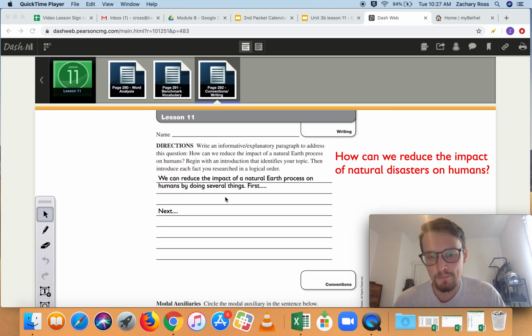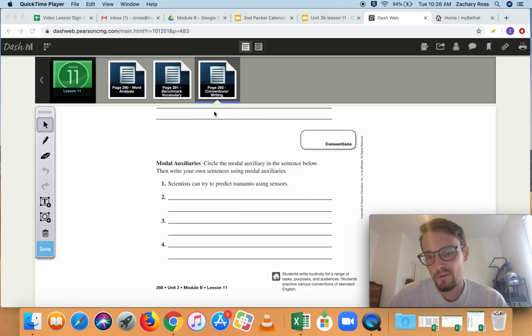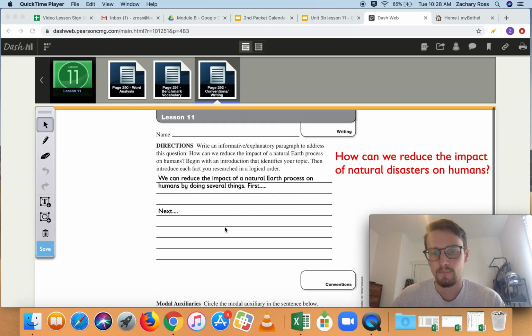Then I put a couple of sentence starters here for your reasons. First, the first way we can reduce the impact of natural disasters on humans is, and you need to come up with yours doing some research. And I also put another one down here for next. That is all I've got for you today. I don't want you to really worry about the modal auxiliaries. That's some extension work stuff. If you do not have time to finish it, that is okay.